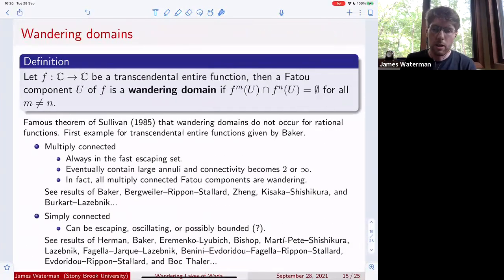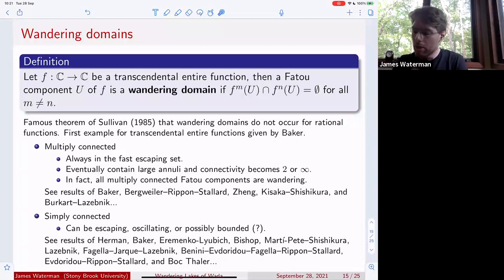Now we move on to talking a little bit about wandering domains. If we have a transcendental entire function f, then a Fatou component U is called a wandering domain if f to the m of U intersected with f to the n of U is empty for all m not equal to n. So basically, this domain wanders and doesn't return back to itself. It's a famous theorem of Sullivan that wandering domains do not occur for rational functions. That's why the definition has transcendental entire, because they do not occur for rational functions. The first example for transcendental entire functions was given by Baker.